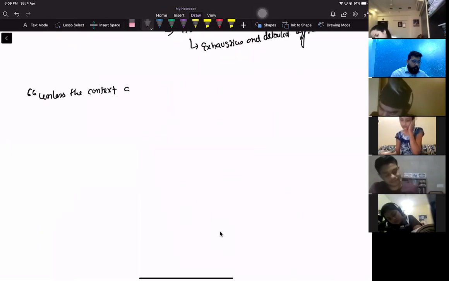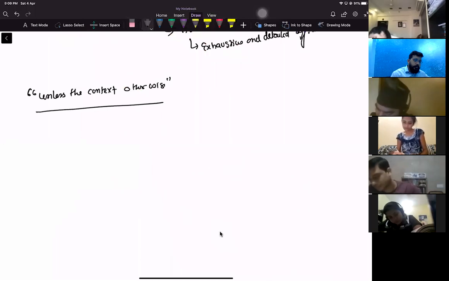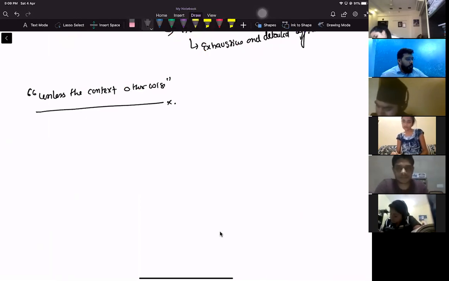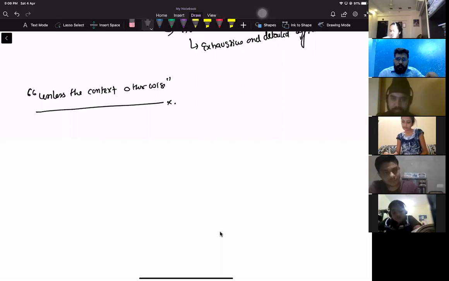What does it mean, unless the context otherwise? The law includes. What does it mean, unless the context otherwise? That means if there is no other definition given in part 3 of the law, it means this for the purpose of Article 13.